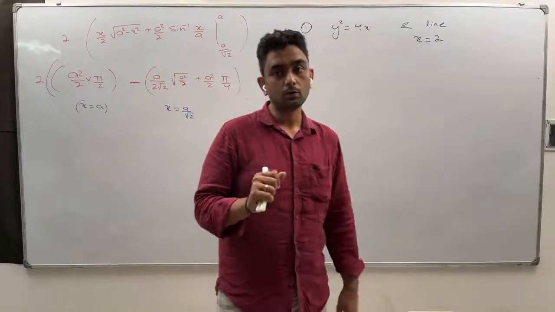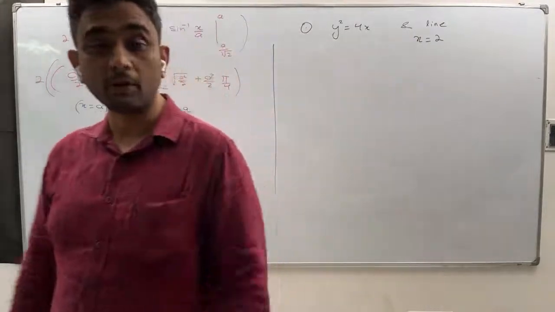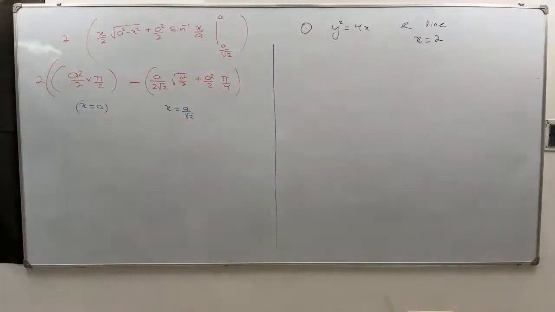So draw the rough diagram. That is the most important part. Draw the parabola, then draw the line x equal to 2. Then see what is the area bounded. Area will always be bounded. Area cannot be open, unbounded. Answer 16? Okay, I'm not sure. We'll check it once.